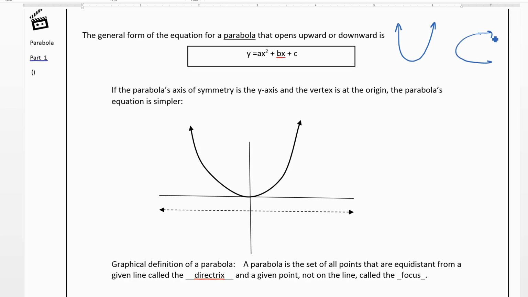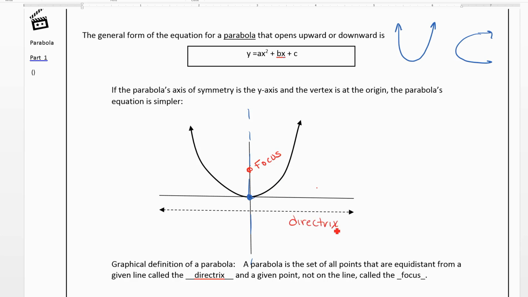Now first we're going to look at the ones where the axis of symmetry, so where you could fold it and it would match up, is the y-axis. So that would be right here. The vertex is at the origin. And then we'll also have two other points. We'll have a focus, and we have a line called a directrix. And for a vertical parabola, we'll have a horizontal line. So this is called the directrix.